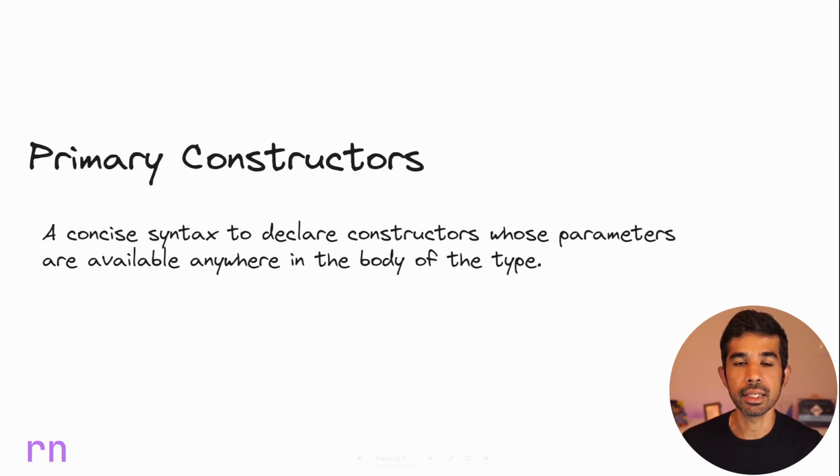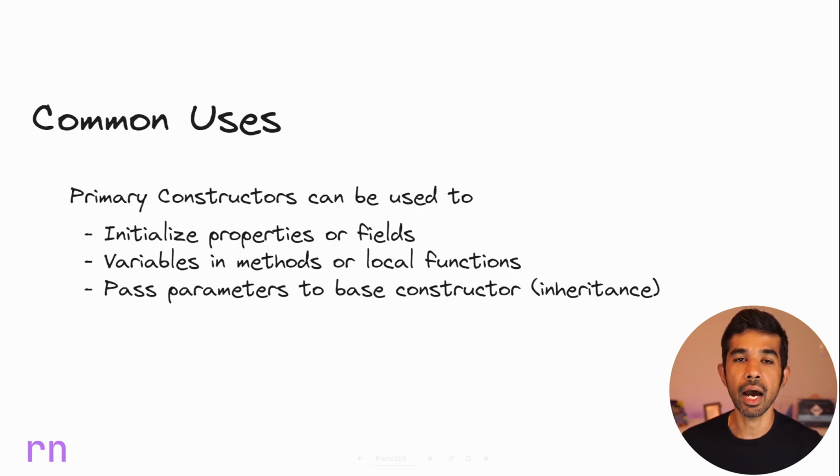Primary constructors is a concise syntax to declare constructors whose parameters are available anywhere in the body of that type. Since these are available throughout the body of the type, these can be used to initialize properties or fields, variables in methods or local functions, pass parameters to the base constructor in the case of inheritance, etc. Before we go any further, let's see a primary constructor in action to understand this better.